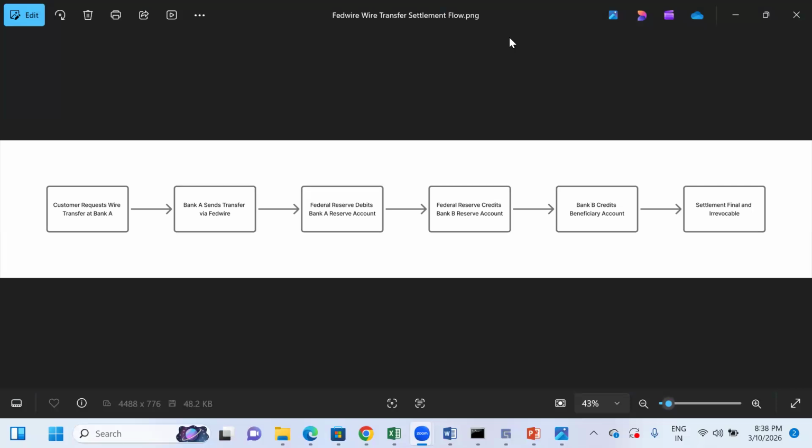After that, the Fed will send an acknowledgement to the sender, and at the same time advices to the receiver. This is all about the notification part. So this is what will happen.